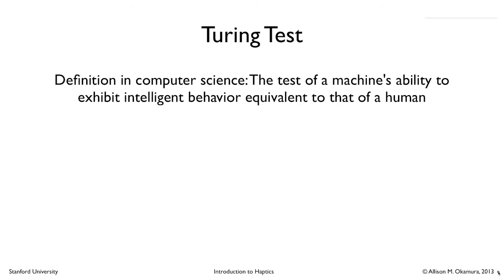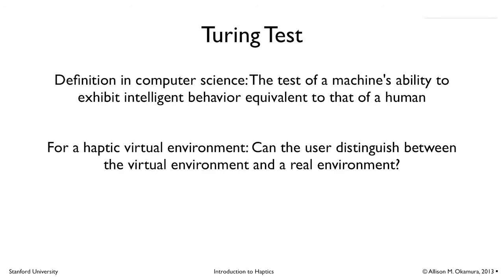We can change that definition around a little bit and think about a haptic Turing test. And the question would then be, can the user distinguish between the virtual environment and a real environment? That is, if I interacted with a virtual environment through a haptic device blindfolded, and then I interacted with a real environment, would I be able to tell a difference between the two? The answer for almost everything in haptics is almost always that the user can distinguish between these two.